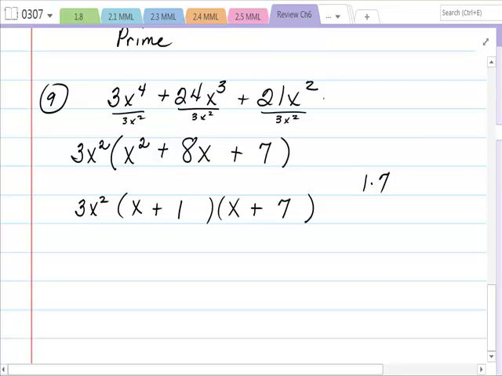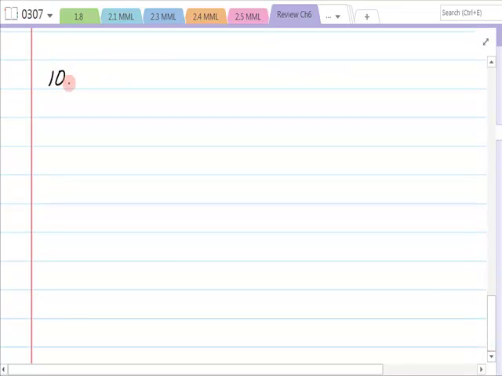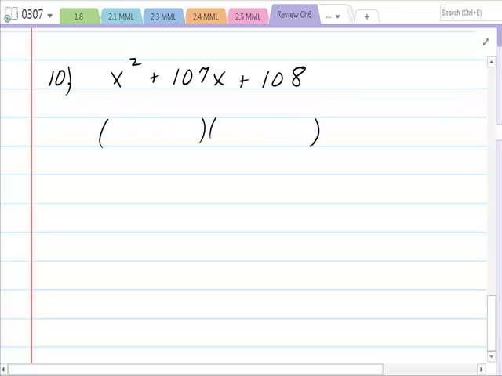Is that okay? All right, let's look at 10. I have x squared plus 107x plus 108. Is there a common factor? No. So I go into trial and error. Tell me about the signs. Both positive. Of x and x. All right, factors of 108.